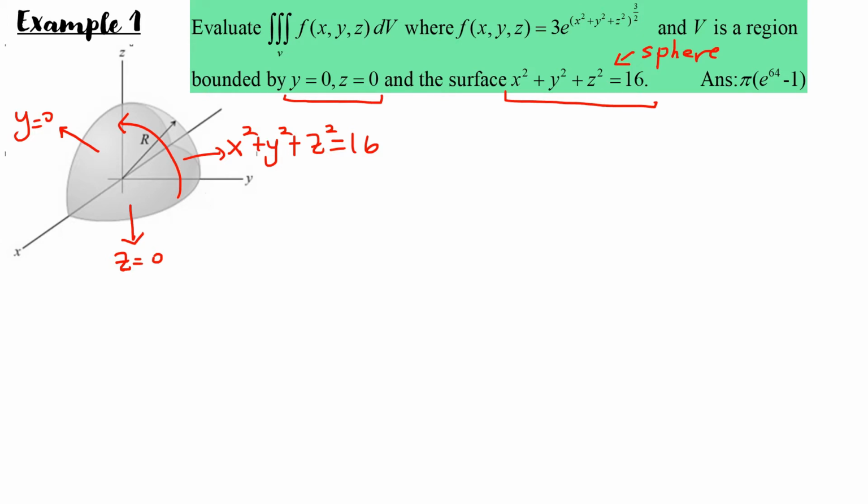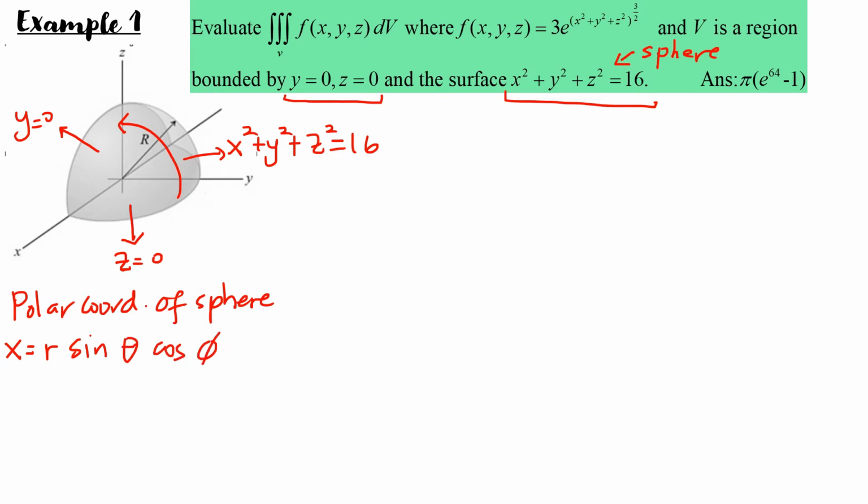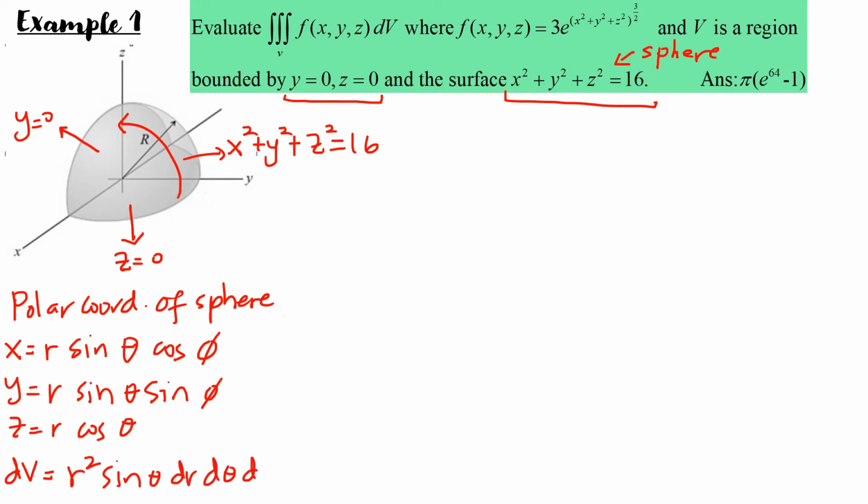As you know, when you do integration of a sphere, you have to remember to apply the polar coordinates of a sphere. Let's refer to your book. x equal to r sine theta cos phi, y equal to r sine theta sine phi, z equal to r cos theta, and now you want to do dV, the volume integral. Check in the book: dV is r squared sine theta dr d theta d phi. This is based on the polar coordinates of a sphere given in the book.